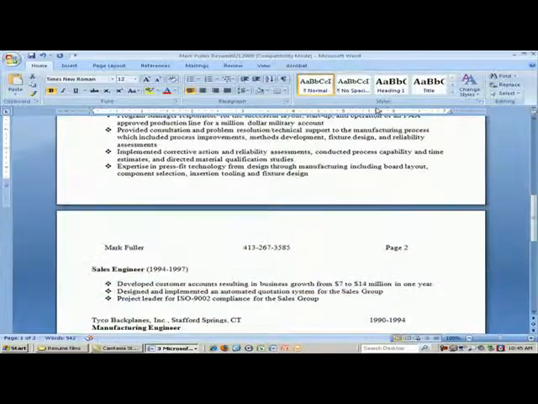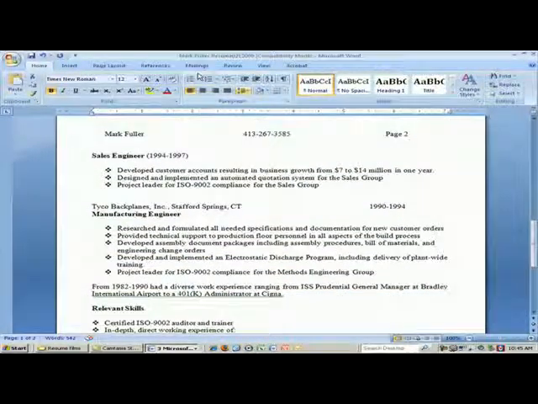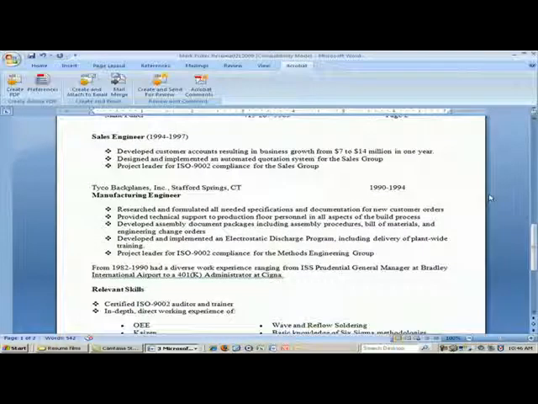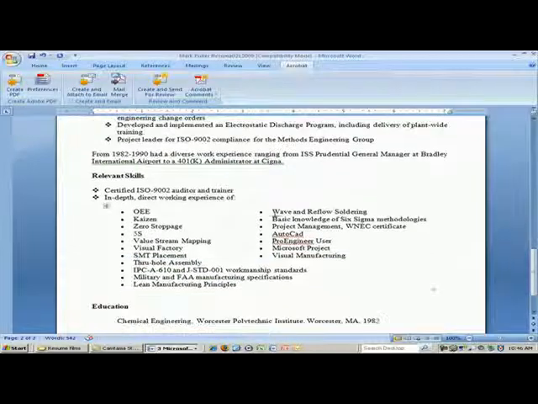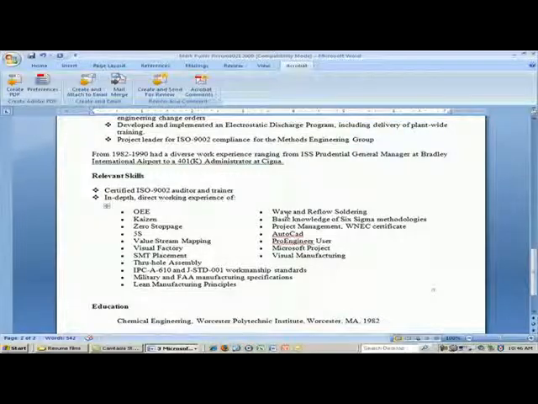And we move backwards in time through previous jobs that you've had, and then end up at, depending on your relevant skills, you may want to include those as a separate section. So for example, in this particular resume, we have several different certifications and trainings that this person has gone through, including Kaizen, which is a Japanese method of improving workplace performance, 5S, value stream mapping, Visual Factory, many different methodologies that engineers use to improve performance.